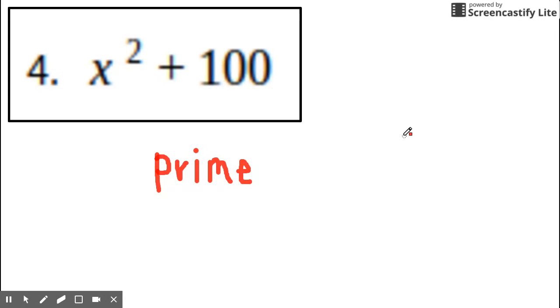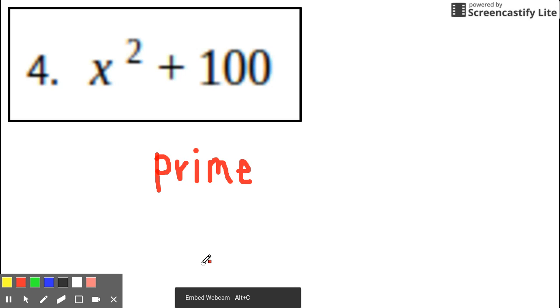Number 4 is the same situation. You cannot do number 4 because of the plus sign. This has to be a minus sign, okay? The question has to have a minus sign. Because it has a plus sign, this is not doable. It is also prime. All right, moving on to the next one.